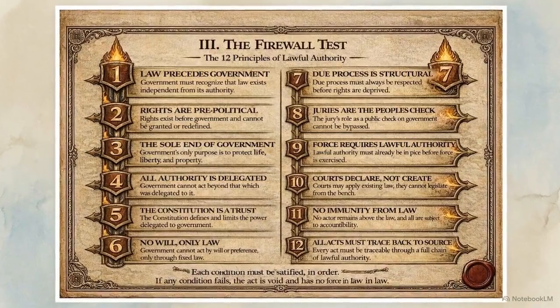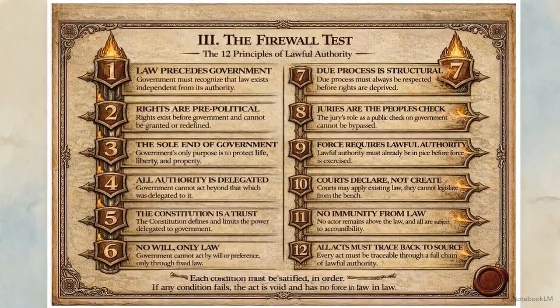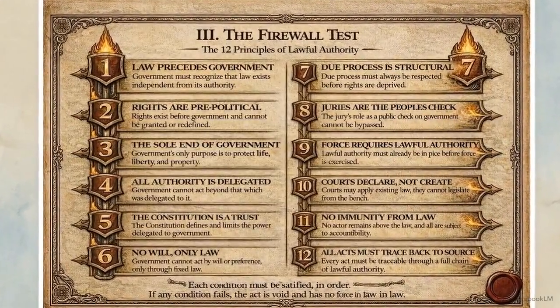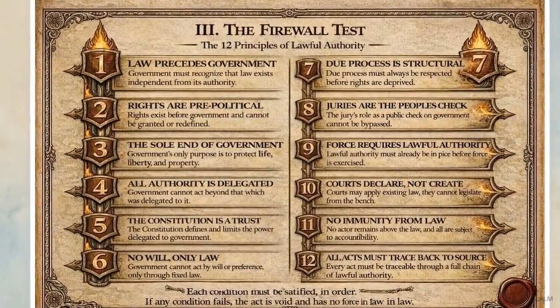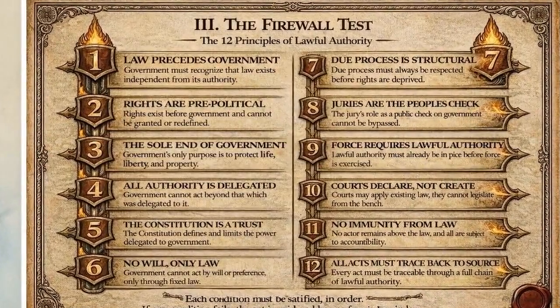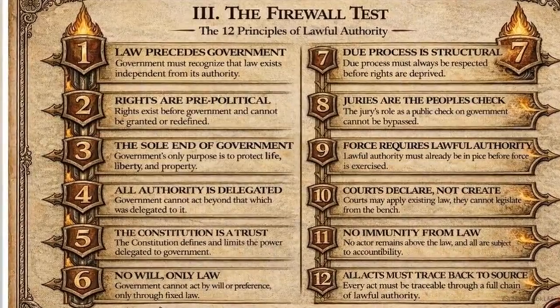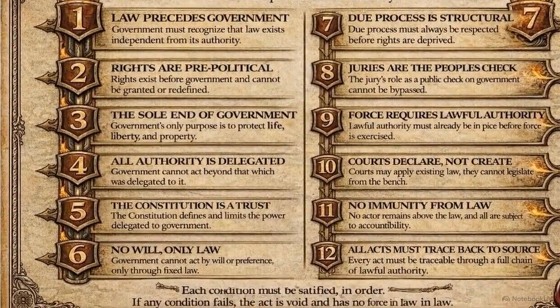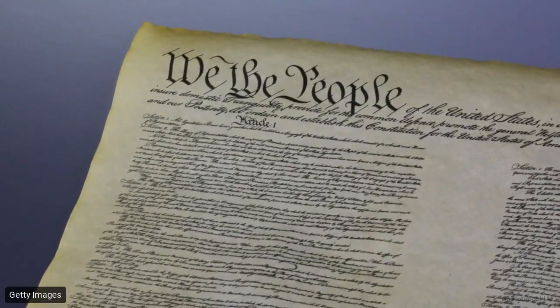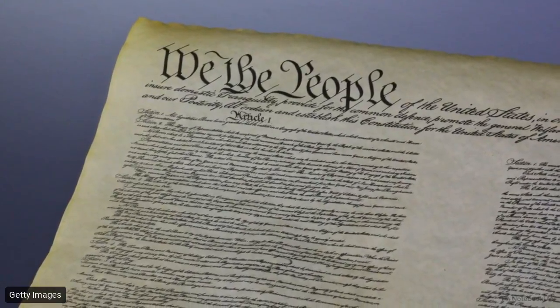Moving to the 12 principles of lawful authority, focus on Principle 4. Search the Constitution for an explicit grant delegating this exact power. Now look at Principle 5. Ask if the execution of this power stays strictly within the boundaries of that specific grant. Never accept implied power or necessity as a valid justification.